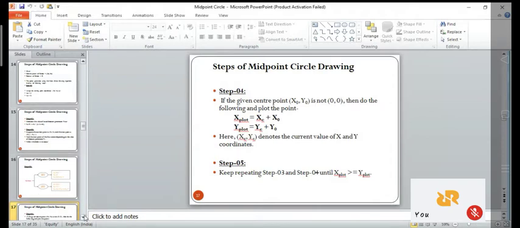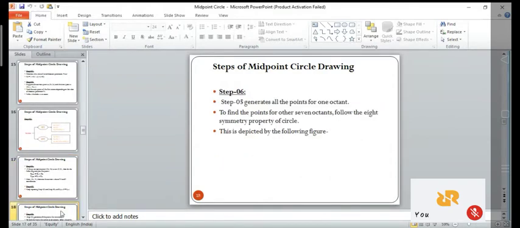And last step, which is step 6. Step 6 is nothing but once you have generated points for one octet, then you can find out the points for the other 7 octets. You can easily find out the points for the other 7 octets.